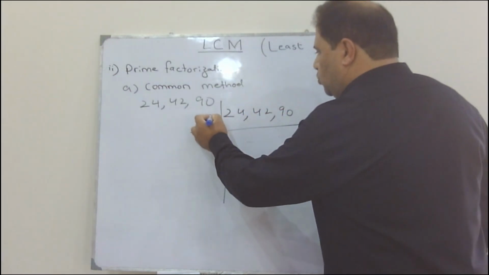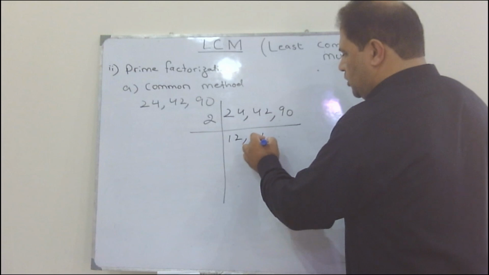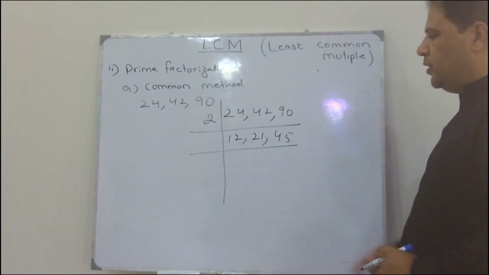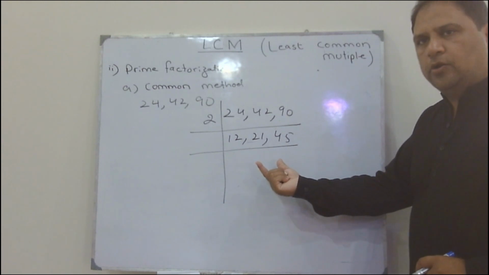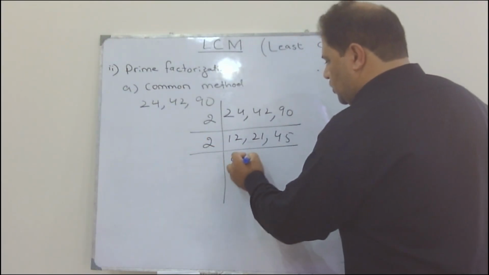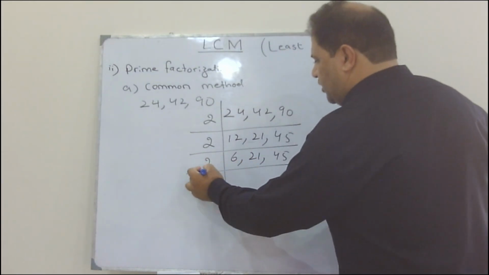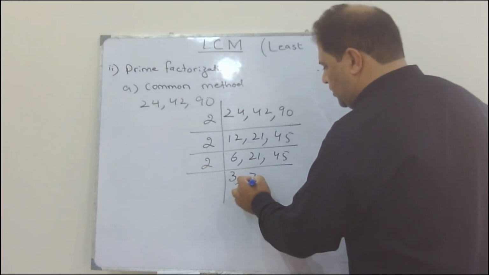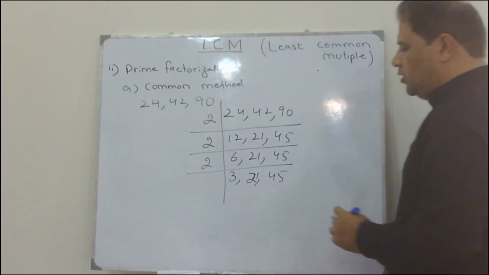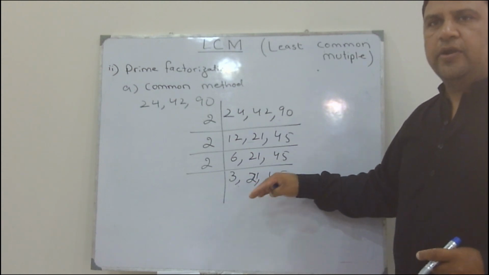Let's start with 2, because not all three are even numbers. It's 12, 21 and 45. Now we observe that only 12 is divided by 2, but the rest of the two numbers are not divisible by 2. But still we can continue with the 2. 2 sixes are 12, 21 and 45. Again 6 is still divisible by 2, so 2 threes are 6, 21 and 45. Now out of all these three numbers, not a single number can be divided by 2.